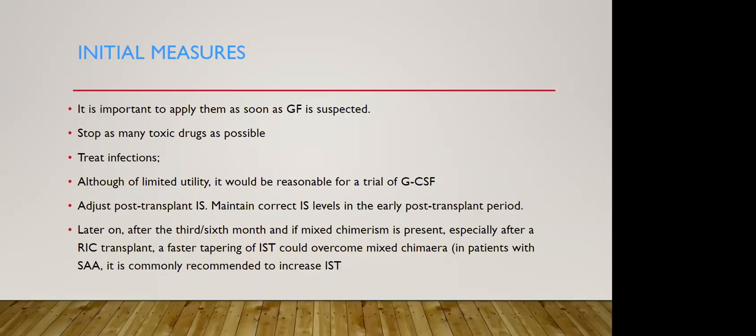Later, after 3 or 6 months, if mixed chimerism is present, especially when we taper the immunosuppression drugs faster after transplant, it could be overcome with mixed chimerism. And in patients with severe aplastic anemia, it is also common to recommend increasing the immunosuppression drugs.